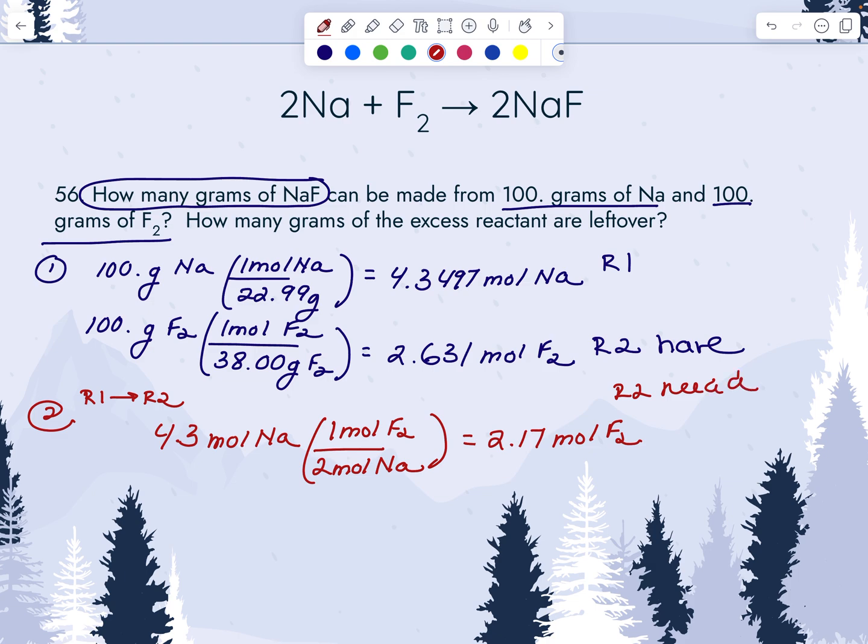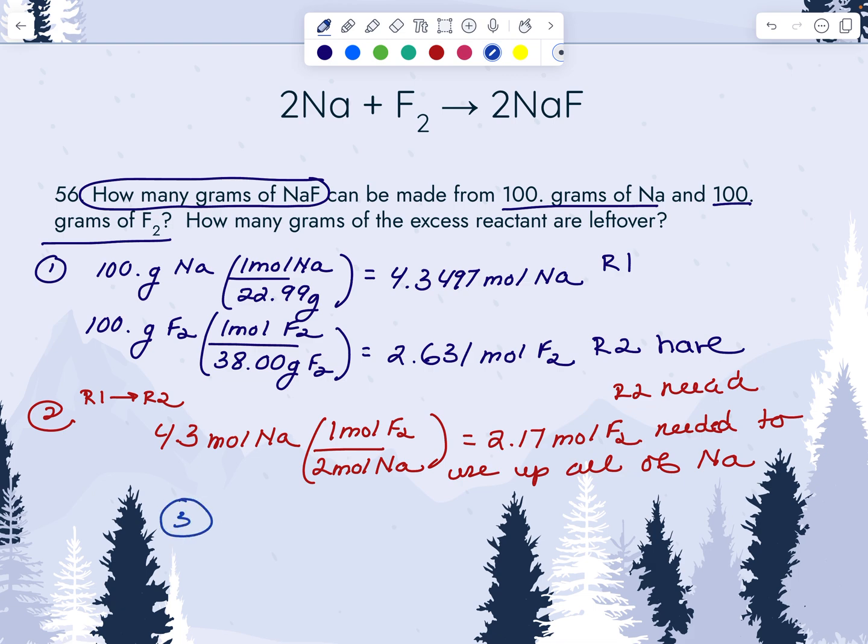And what is this? 2.17 moles of F2 needed to use up all of reactant 1. So that's what that number is giving me, right? That's what that calculation has told me. I will need to use 2.17 moles of fluorine to use up all my sodium.